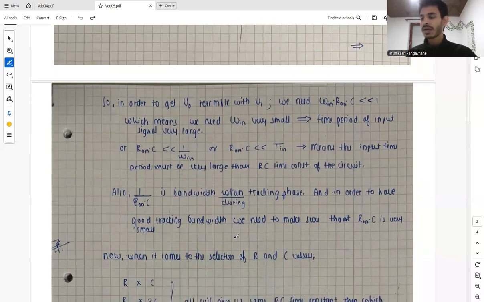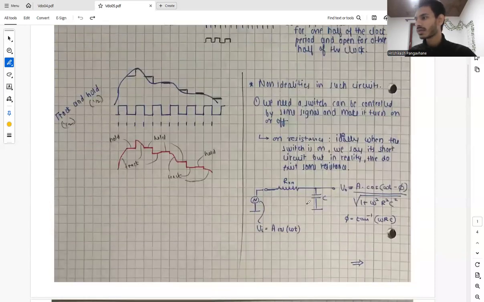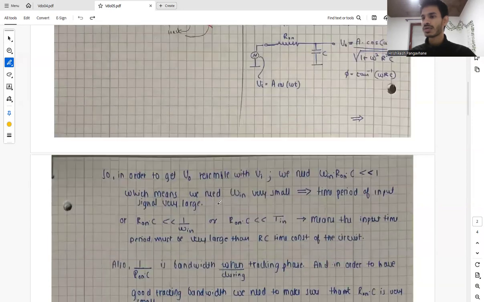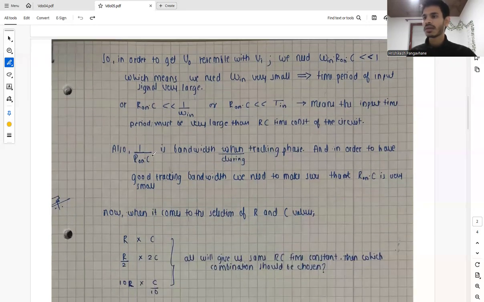So now when it comes to the selection of the RC value, until now we understood that there does exist the non-ideal R on, so it turns out to be an RC circuit. So we have a bandwidth. We talked that our input time period should be very, very greater than RC, or basically our 1 upon RC value should be in an appropriate range. In order to have a very good tracking bandwidth, our RC should be very small.